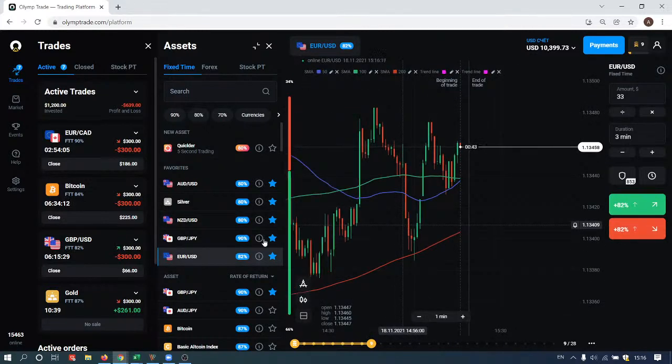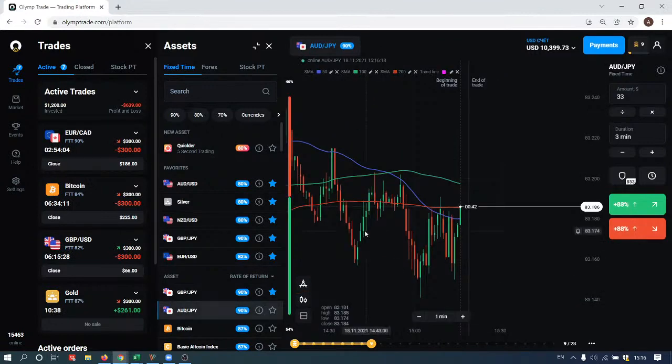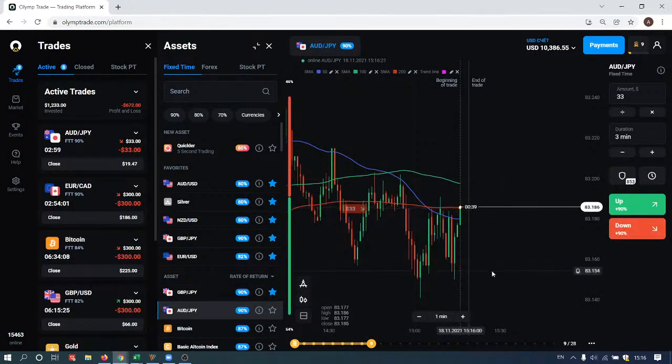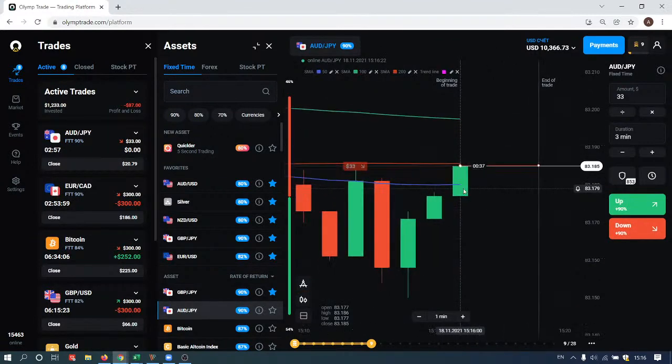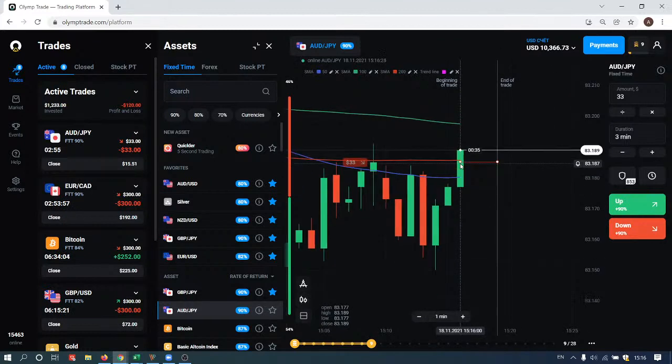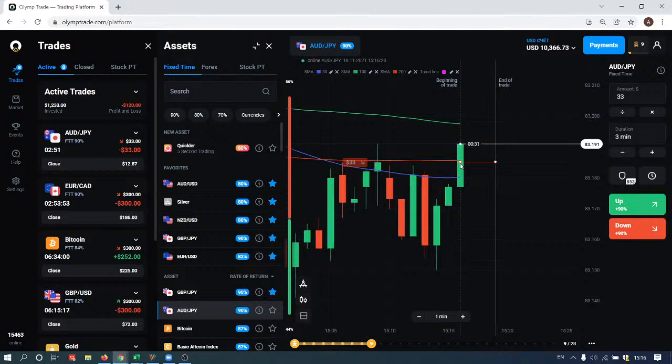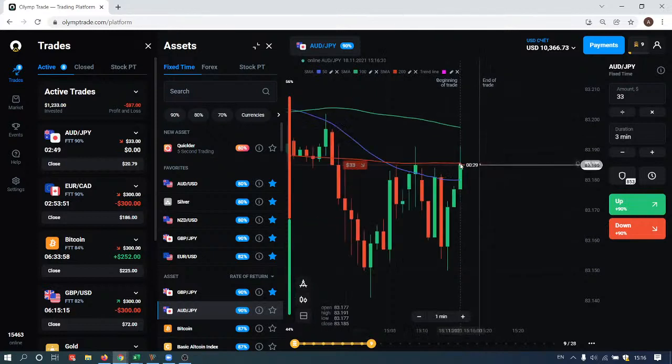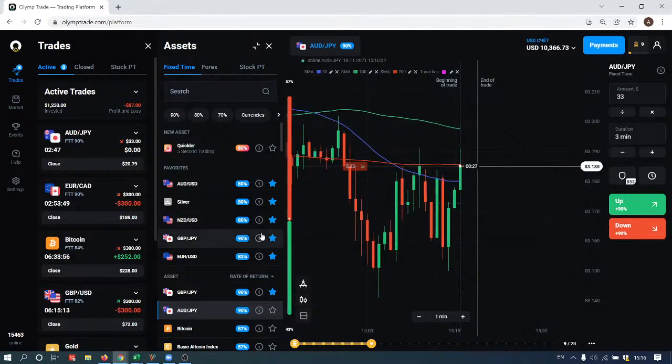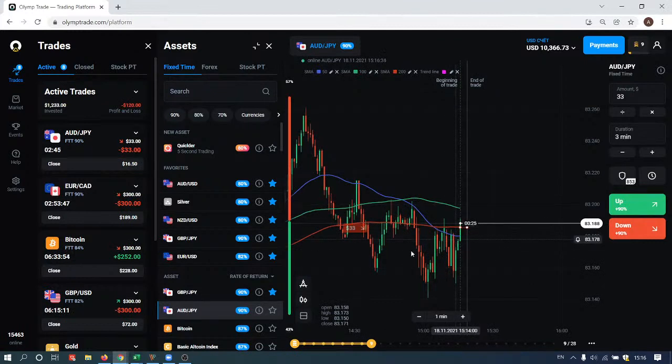Euro USD. All right, let's try AUD JPY. Now the price is right there where it is supposed to be, right next to the 200 SMA, and that is the moment when you want to open a trade in the downwards direction. So perfect.